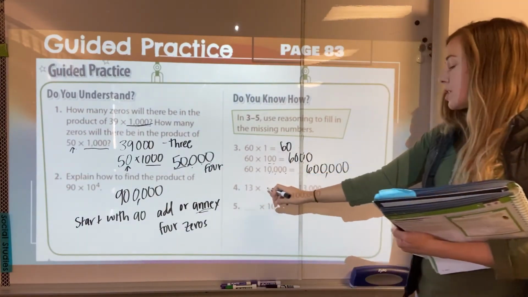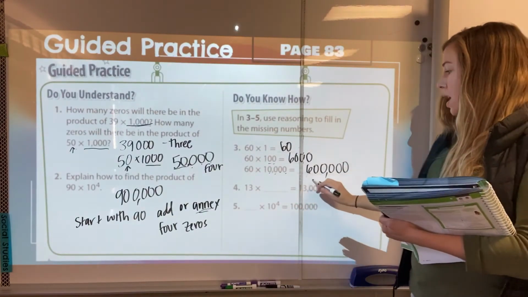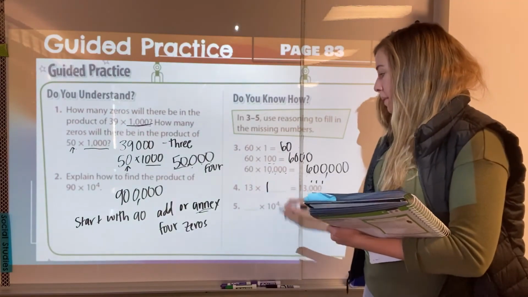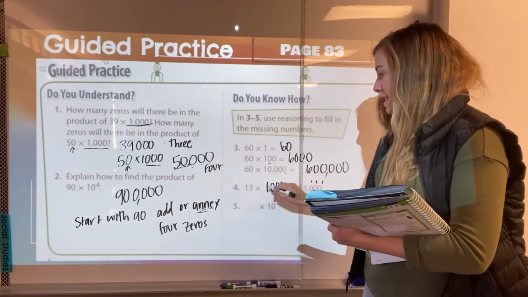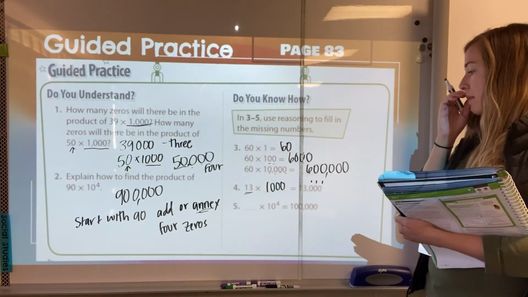Okay, 13 times what power of 10 would be 13,000? Well, this has 1, 2, 3 zeros in my answer, so I'm going to have my 1 with 3 zeros, and that's because the 13 didn't have any zeros in it. So 13 times 1,000 would be 13,000.